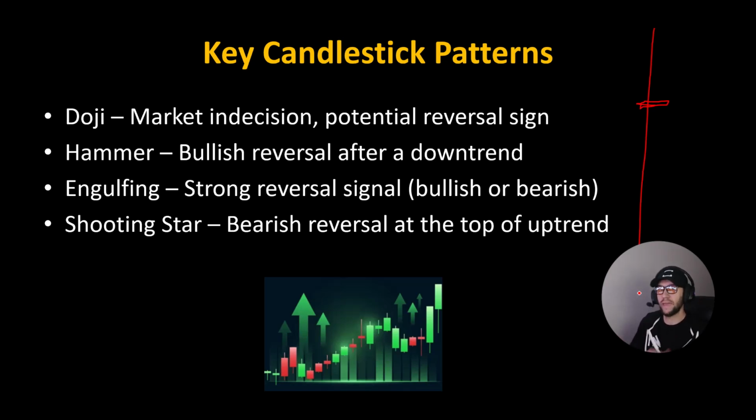And then obviously you have the hammer. The hammer candle is a bullish reversal after a strong drop. And then we have the engulfing, which is a strong reversal signal, which could be either bullish or bearish. And then what we also have here is called the shooting star. It's a bearish reversal at the top of an uptrend.